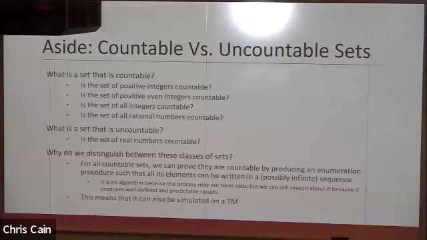What's nice about this is it means it can also be simulated on a Turing machine via a program. And maybe a program that runs forever, but simulated on a Turing machine. And as a process, we could run a program to do that. We could also simulate it on a Turing machine.